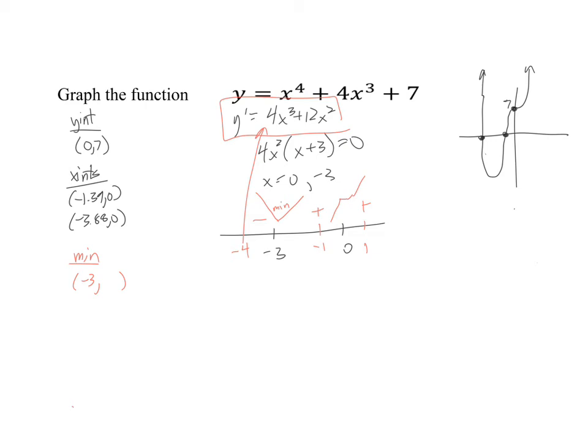So let's figure out our y-coordinate, plug that back into the original equation, and it gives us negative 20. So this minimum on this graph is way down at negative 20. And that's it. So even though it's a 4th degree, we still only had the 2 x-intercepts, the 1 minimum, and the 1 y-intercept. And from that, we could get a pretty good idea what the graph is going to look like.